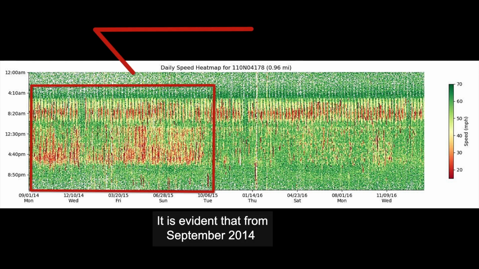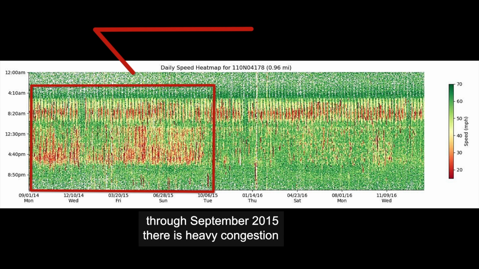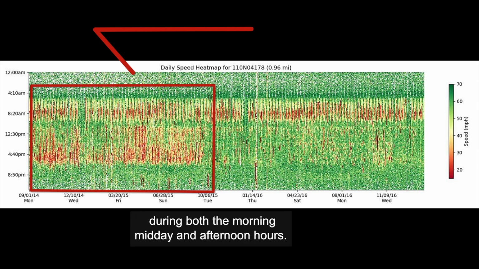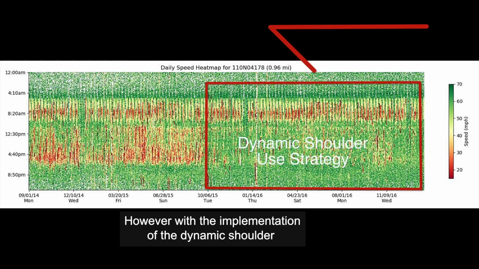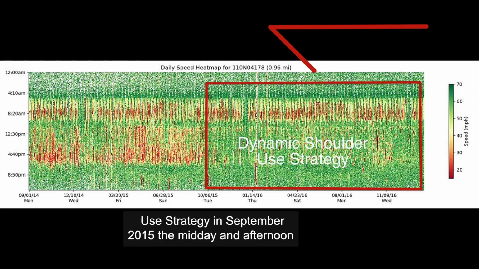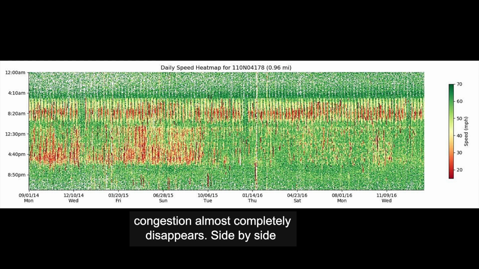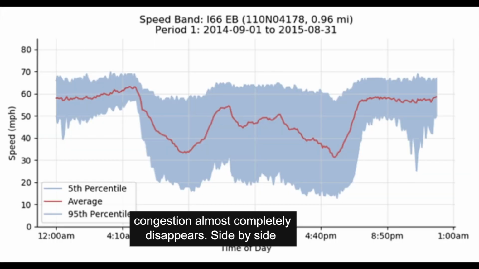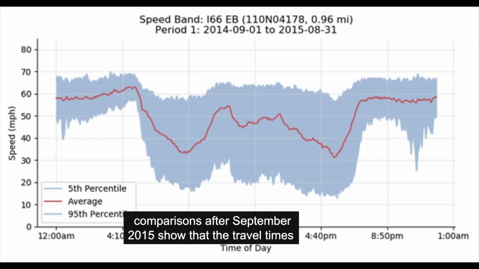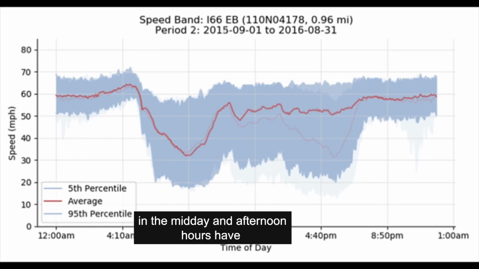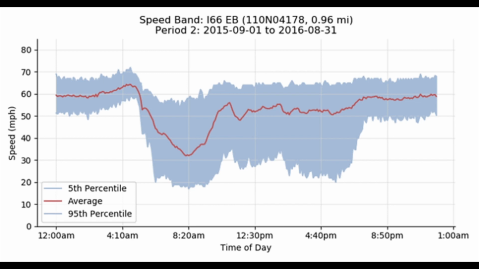It is evident that from September 2014 through September 2015, there is heavy congestion during the morning, midday, and afternoon hours. However, with the implementation of the dynamic shoulder use strategy in September 2015, the midday and afternoon congestion almost completely disappears. Side-by-side comparisons after September 2015 show that the travel times in the midday and afternoon hours have drastically decreased.